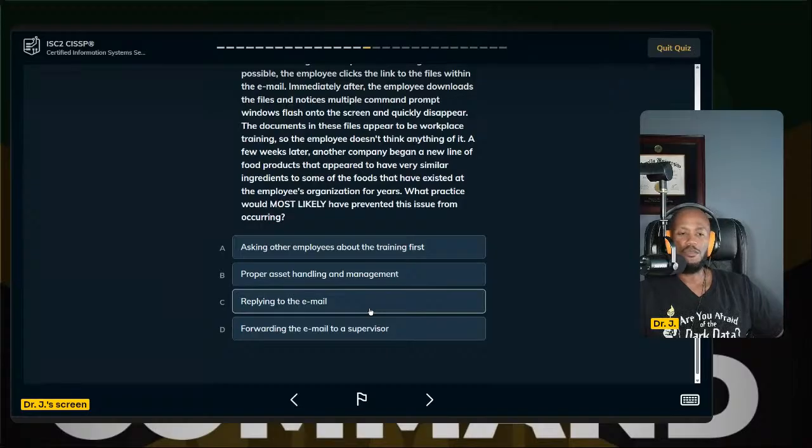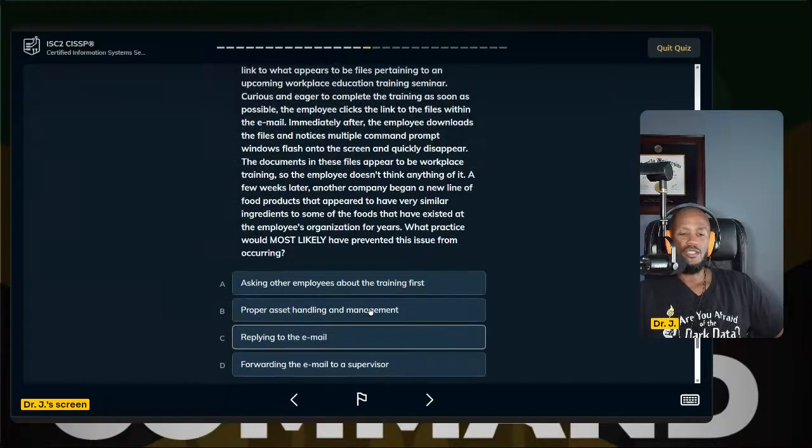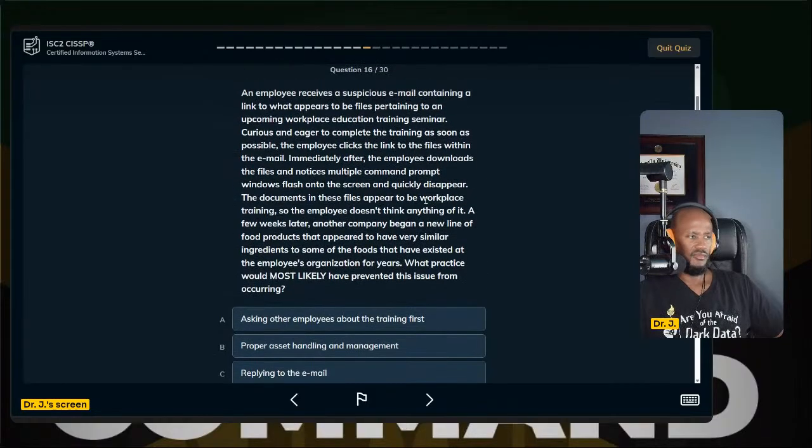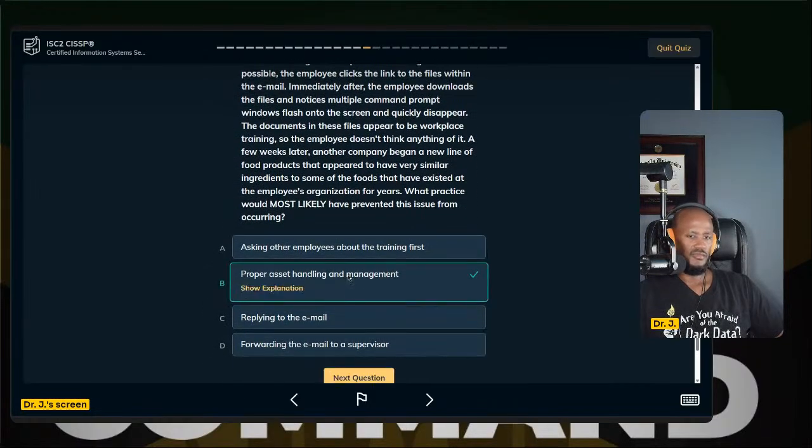Charlie, Delta, you could eliminate those. Looking at what practice would most likely. Bravo, right? Proper asset handling and management. What practice would most likely have prevented this issue from happening? Yeah, I would agree, because it should have been compartmentalized. If you get proprietary information, it wasn't properly segmented or quarantined. So I agree. I think it's B.